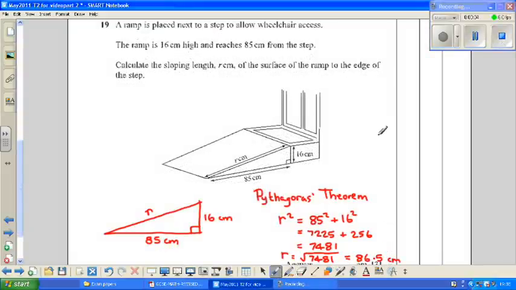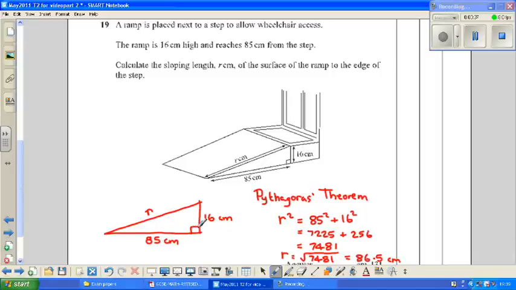Okay, so question 19, we're trying to find this missing side here, and the first thing you need to notice is that this triangle is a right angle triangle. So it's a good idea to just draw the right angle triangle out in 2D, in 2 dimensions. This is a 3-dimensional drawing here, and here you can see we've got this side here is 16 centimeters. This side along the bottom is 85 centimeters.